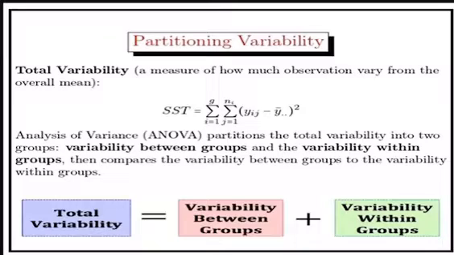But the reason why it is called one-way is because of the variability between groups. In any statistical model, there's always going to be variability within. The variability within group is the error. That's exactly what you're saying.